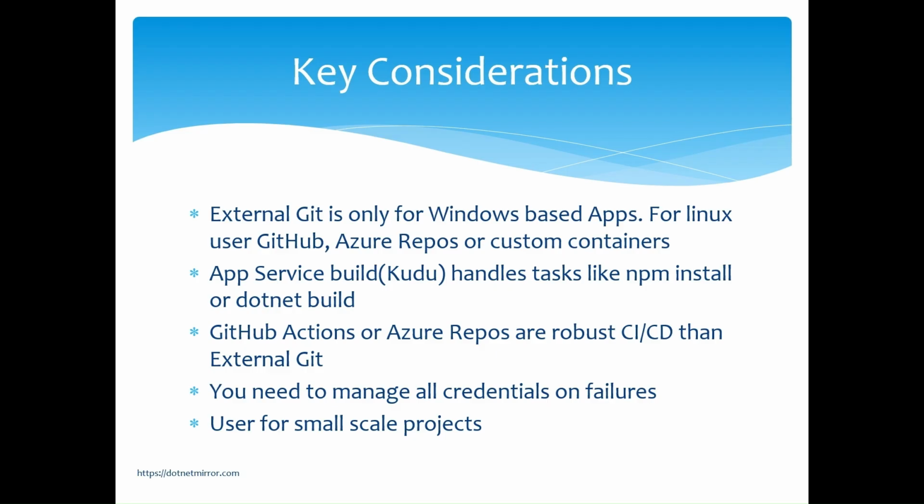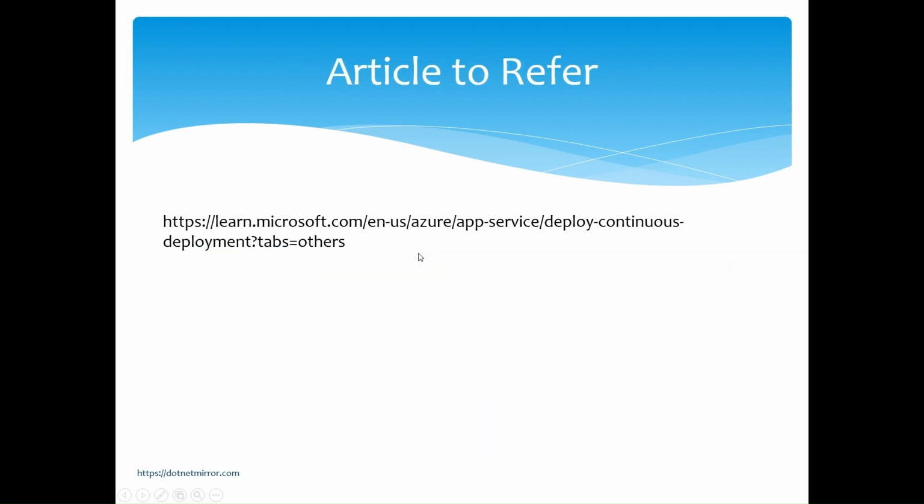GitHub Actions or Azure Repos are the robust options to have a CI/CD compared to external Git. And if you are choosing external Git, you have to manage everything. If credentials are changed or if you want to do a deployment, you have to sync it. Everything is manual. You have to make sure that on any failure, you go and analyze and update the changes. If it is a small scale project, try to use this option. But if you want to pick up large scale projects, try to consider GitHub or Azure Repos.